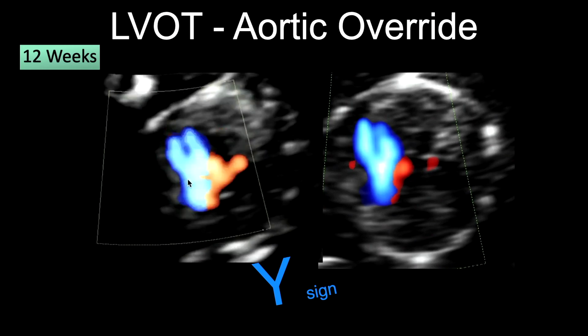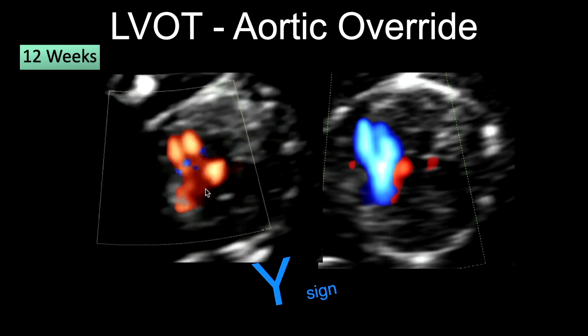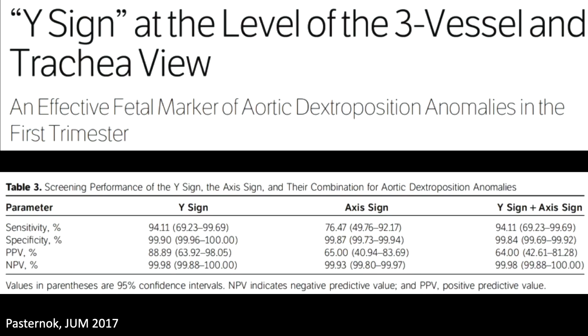Also note the cardiac axis in this fetus. Look, it's almost 90 degrees. That's another feature of the presence of cardiac abnormalities. Studies that looked at the Y sign in the first trimester have shown a very high correlation with the diagnosis of aortic dextroposition. So it's really an important feature to keep in mind.